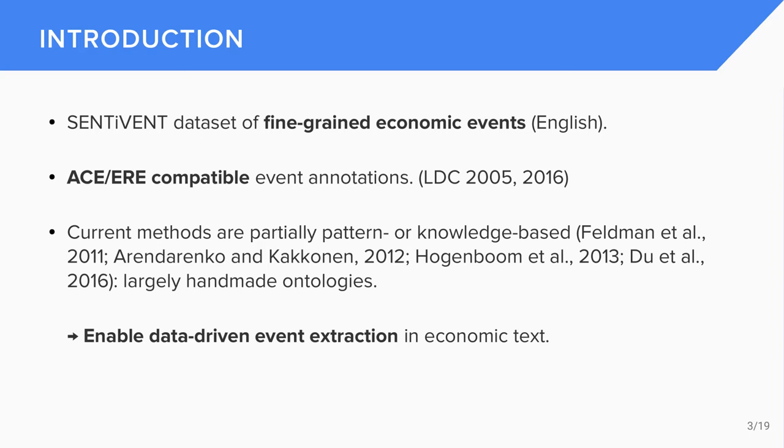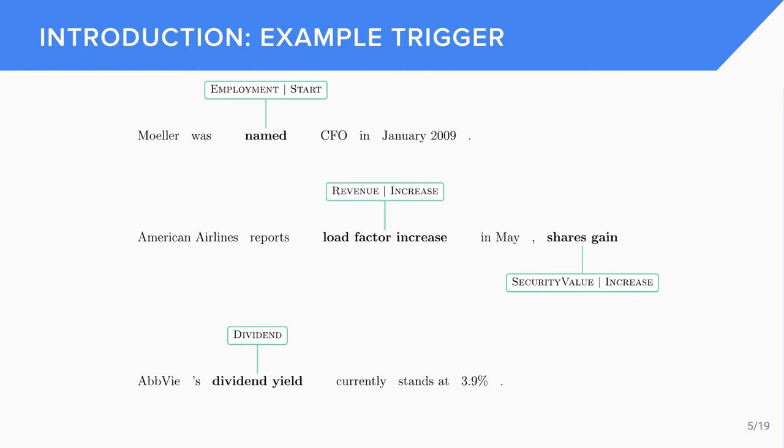Today, we will focus on event extraction as classifying both the triggers and the participant arguments. So in the first example sentence, "Mueller was named CFO in January 2009," the token "named" triggers or expresses an employment event. In the second sentence, which is a headline, "American Airlines reports load factor increase in May, shares gain," there are two events. One trigger is the "load factor increase" of a revenue event, and "shares gain" triggers a security value event.